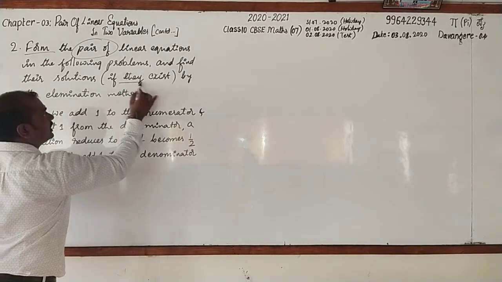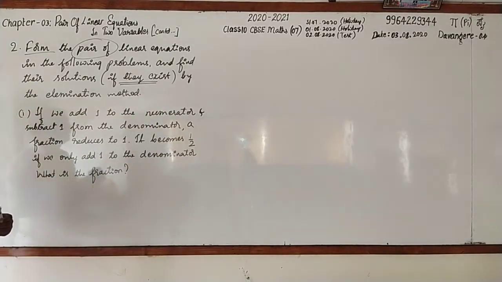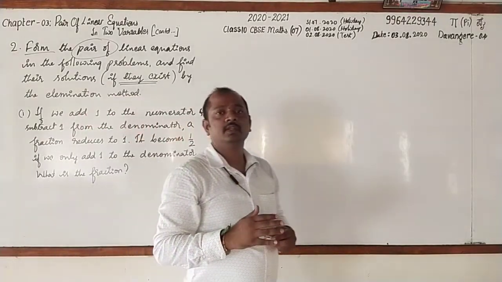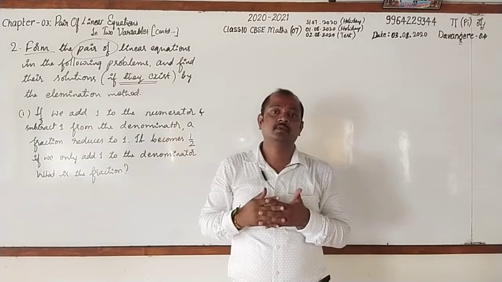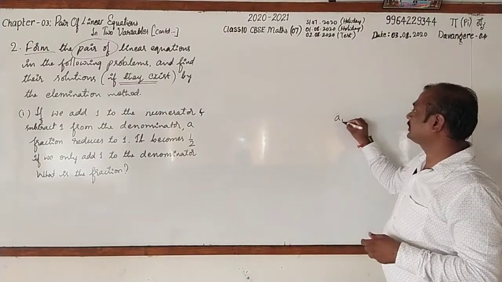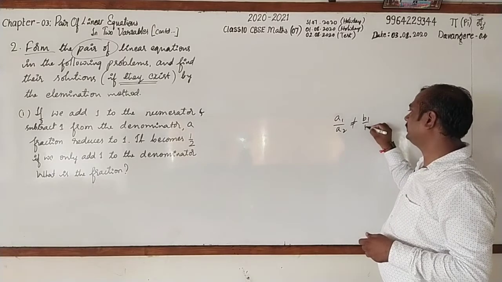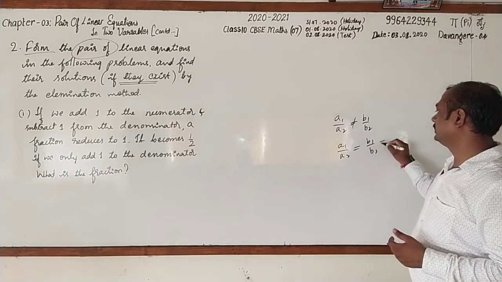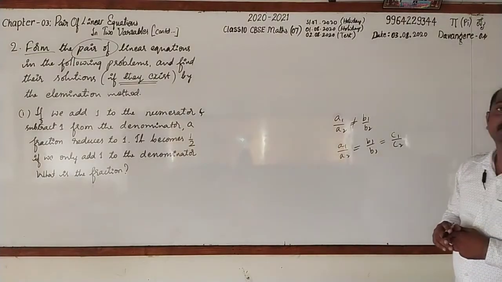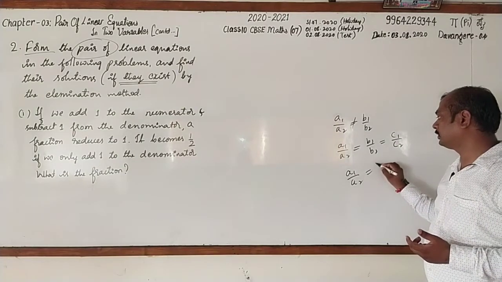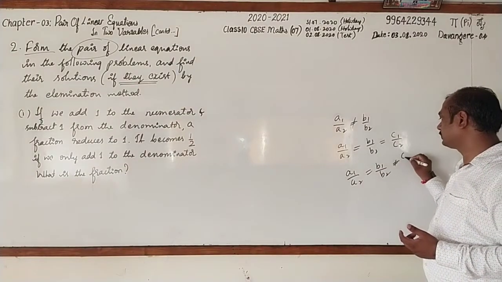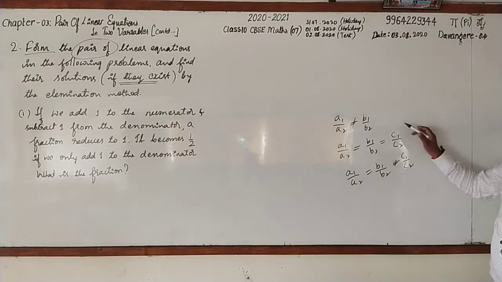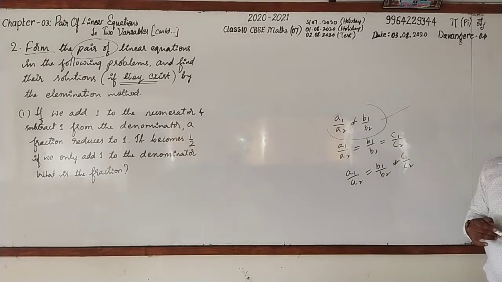But a condition is given. What is that? If they exist, how do you check whether they exist or not? You know that if the given pair of linear equations has a unique solution, then this condition holds good: a1 by a2 is not equal to b1 by b2. If it has infinitely many solutions, a1 by a2 is equal to b1 by b2 is equal to c1 by c2. If it has no solution, a1 by a2 is equal to b1 by b2 is not equal to c1 by c2. Right? The solution exists if and only if this condition holds good.